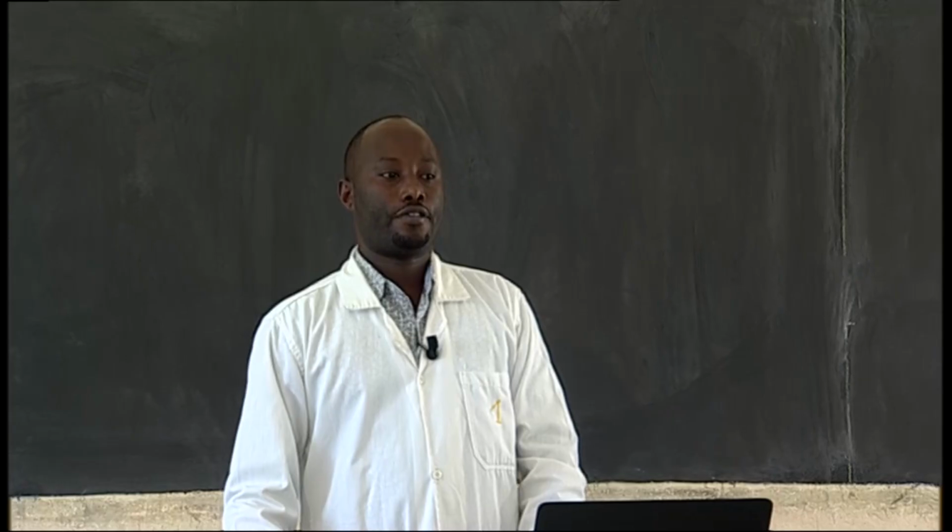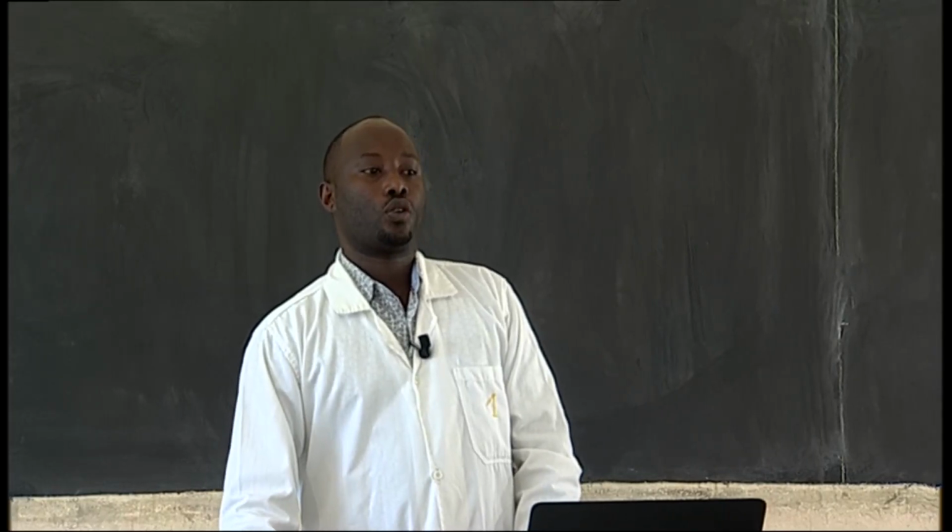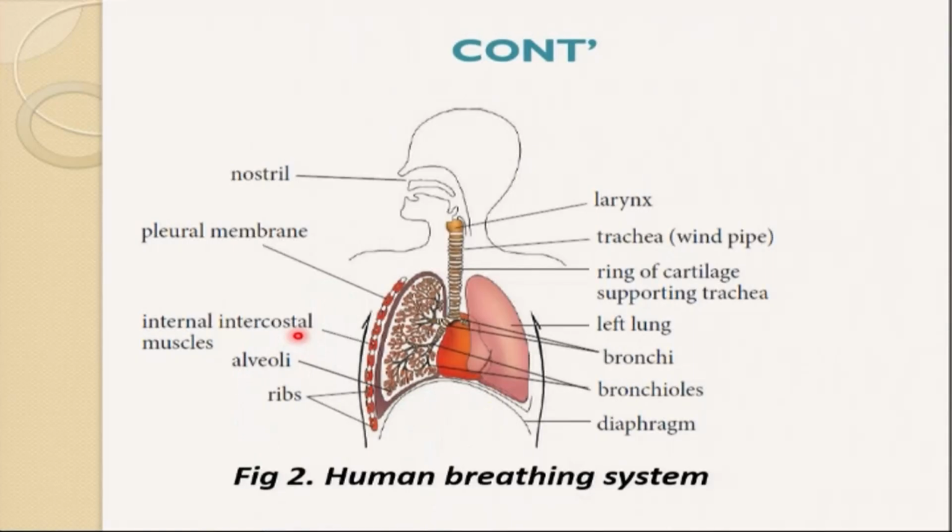We have the internal intercostal muscles, as well as the external intercostal muscles. All these parts that I'm mentioning are very important. They are vital as far as the breathing mechanism is concerned, and they play a very big role in it. We're going to see how we breathe. How does the breathing mechanism occur in our body?